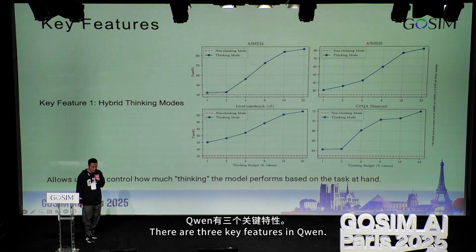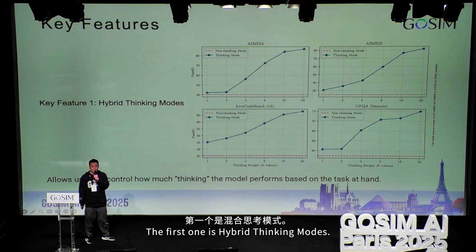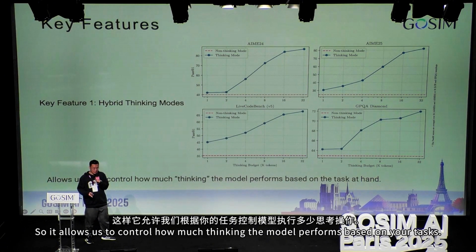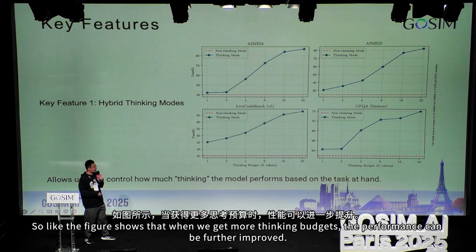There are 3 key features in Qwen 3. The first one is the hybrid thinking mode. We integrate the thinking mode and the non-thinking mode into one model. So it allows us to control how much thinking the model performs based on your tasks. As the figure shows, when we give more thinking budget, the performance can be further improved.